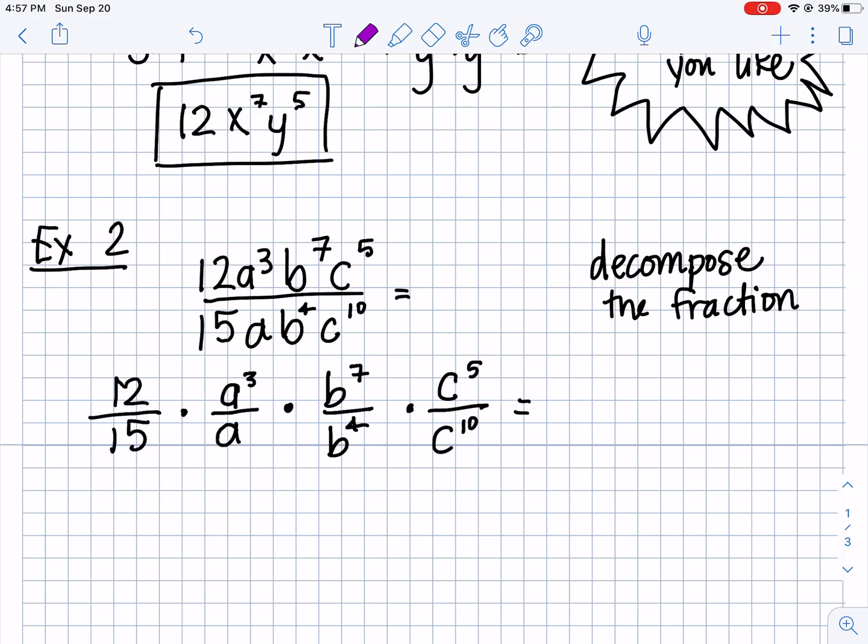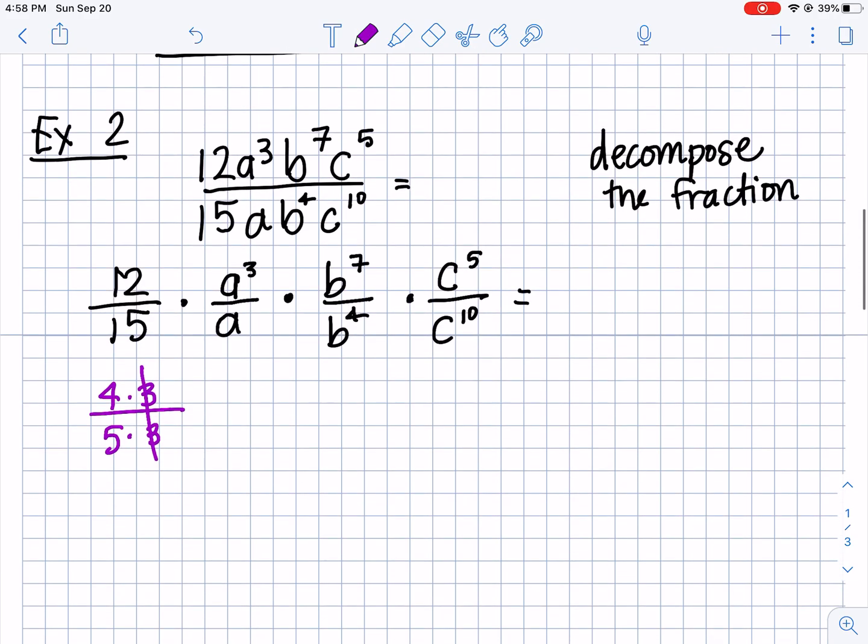And if I think about 12 and 15, what number goes into both 12 and 15? Well, 3 does. 12 is the same as 4 times 3, and 15 is the same as 5 times 3. And any number over itself is 1, so I can cancel these 3's out and just say that 12 over 15 is 4 over 5.